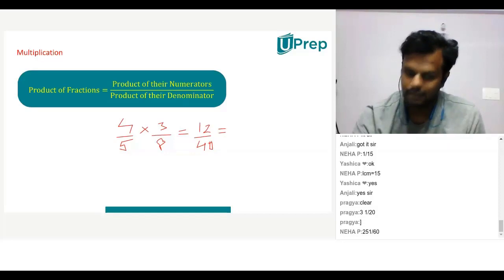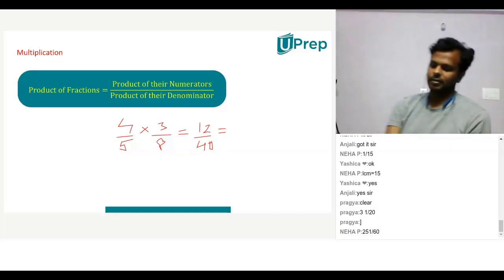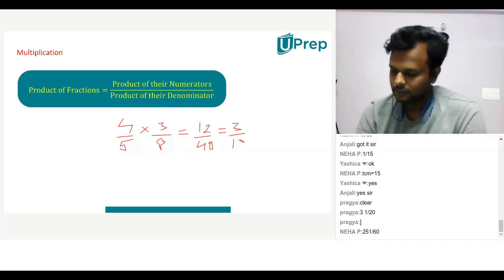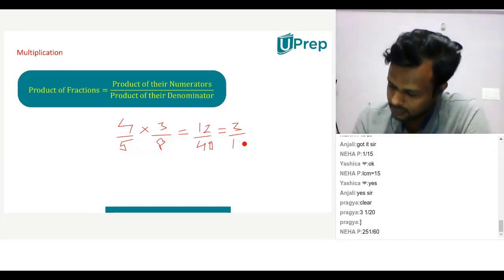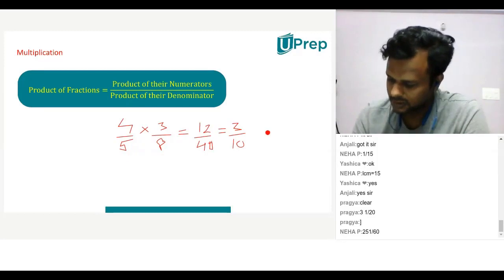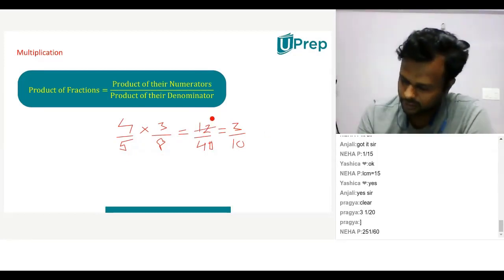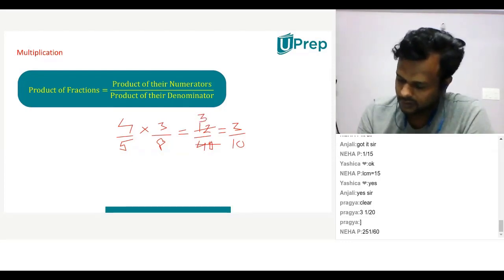So that becomes 3 by 10. Children, you can write it as 3 by 10, isn't it? Because this is 4 threes are 12. Yes, sir, we can write it as that. This is 4 tens are 40.